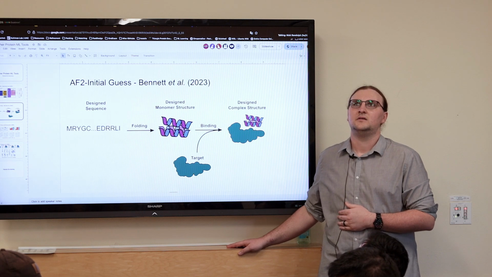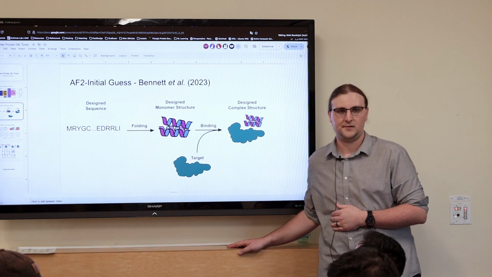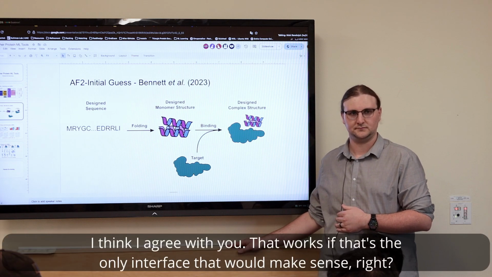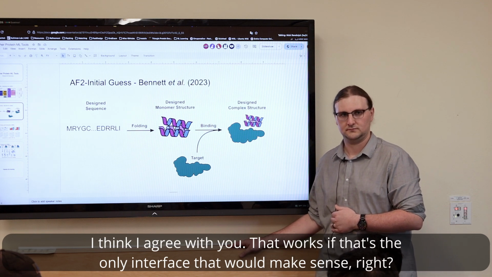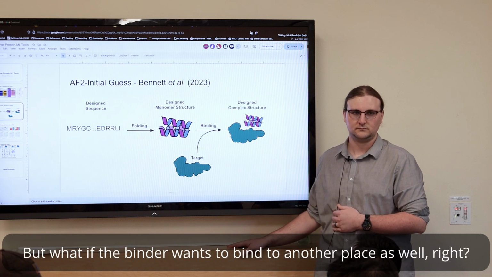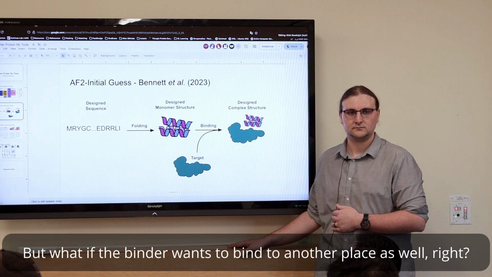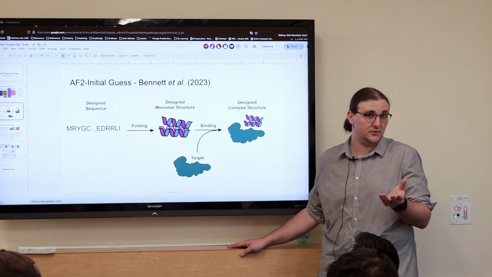Well, I think I agree with you, that works if that's the only interface, then it will make sense, right? But what if the binder wants to bind to another place as well? I mean, it may want to.